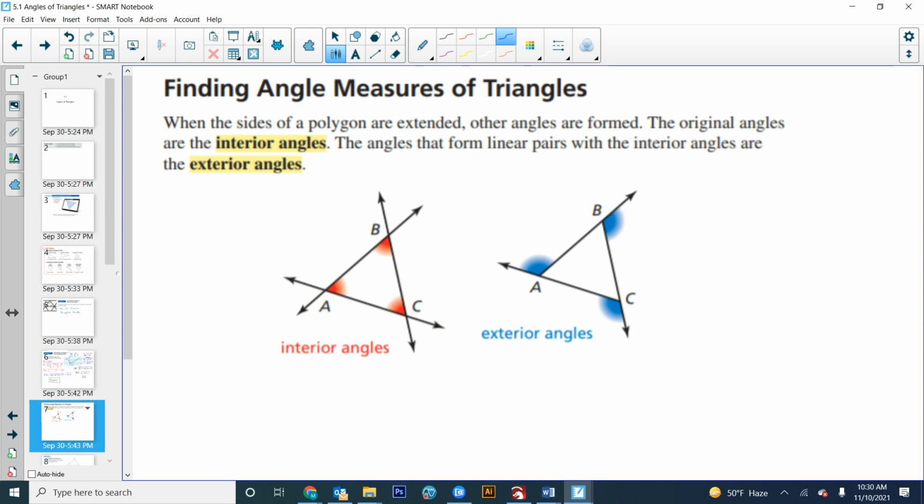All right, next. Is this on your paper? When the sides of a polygon are extended, other angles are formed. And you don't need to write this down. It should be obvious to you. When you have 3 lines intersect, can you see that what's inside is called the interior angles, and what's outside are called the exterior angles? Okay. Awesome. Perfect. That's all you need to know.